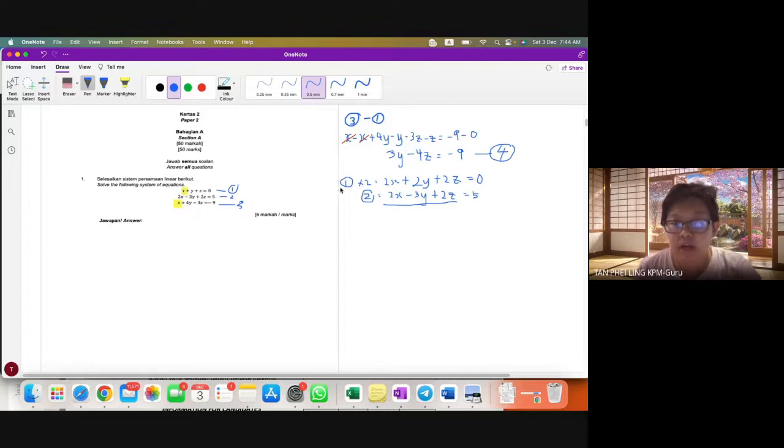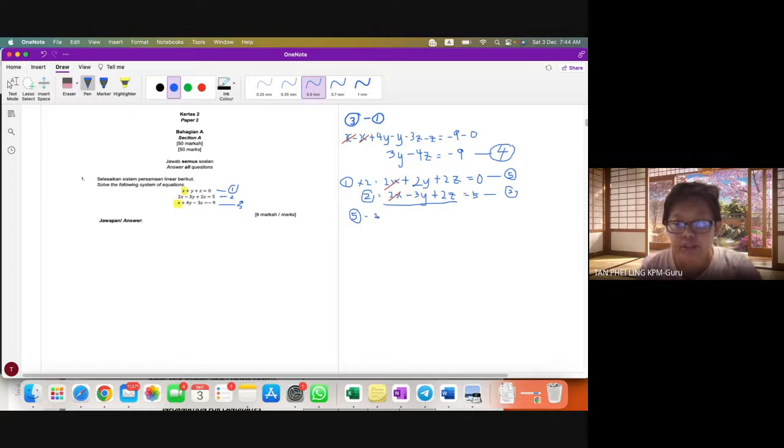Then you name this as equation number 5, right? That one is equation number 2. Okay, so you will take maybe 5 minus 2 or 2 minus 5. For me, I prefer 5 minus 2. So that I have 2 minus negative 3, which gives me 5y. Okay, instead of dealing with negative. So let's continue. 2x minus 2x gone. Okay, let's write down first.